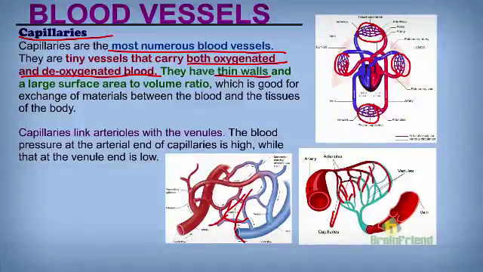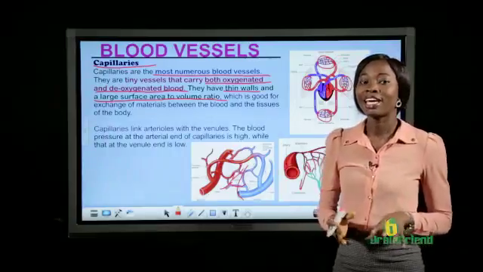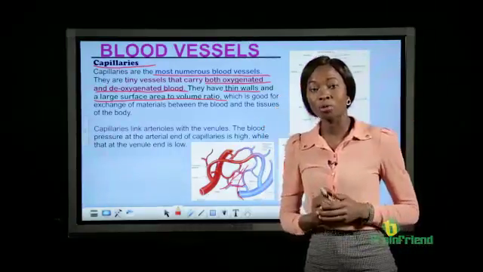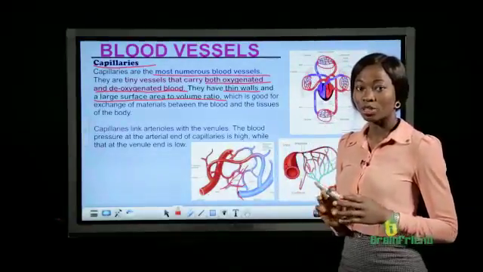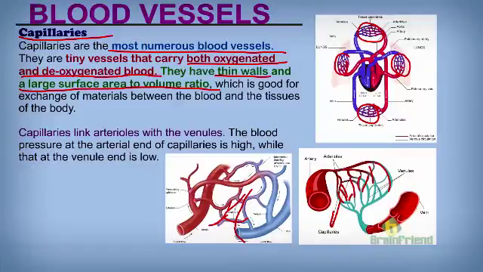Capillaries also have a large surface area to volume ratio. Remember, in the first part of this lesson, we said structures that have a large surface area to volume ratio will be able to carry out diffusion efficiently. So in capillaries, diffusion is efficiently carried out. This large surface area to volume ratio is very good for the exchange of materials between the blood in the capillaries and the tissues in the body of animals.